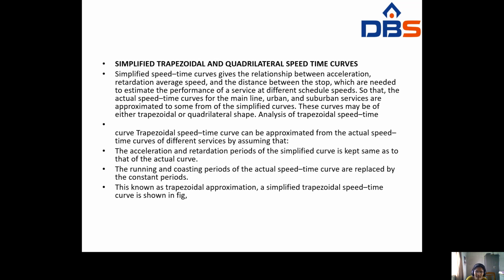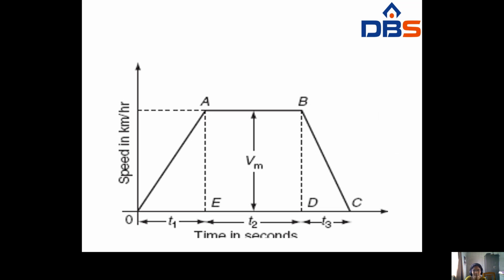A simplified trapezoidal speed time curve is shown here. On the x-axis we take the time in seconds, and on the y-axis we take the speed in kilometers per hour. Here the simplified speed time curve is in the shape of a trapezoid, and that's why it is called the simplified trapezoidal speed time curve.